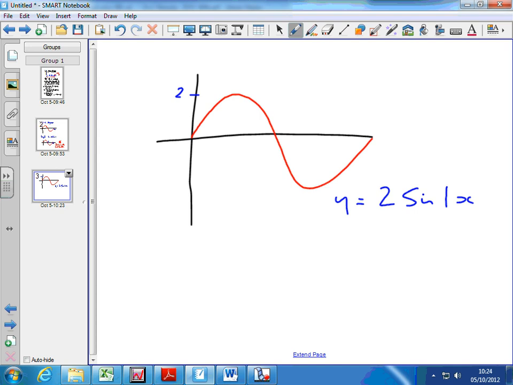If this is a 1, what would this point here be? Which would be? Right, 2 pi. Not 360 degrees, we're sticking to radians, don't forget, okay? 2 pi radians.